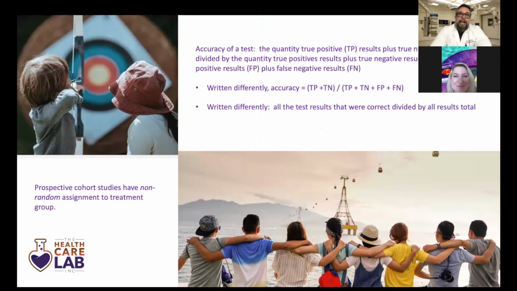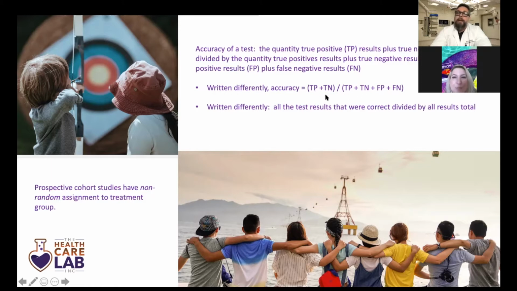Okay, let's get to accuracy of a test. We can burn through these a little bit quicker now because that's the quantity true positive results plus true negatives. In other words, the time the test was right. True positives and true negatives divided by true positives, true negatives, false positives, and false negatives all added up. This is easier to see when you write it out. True positives, the test was correct, plus true negatives, test was correct, divided by everybody.